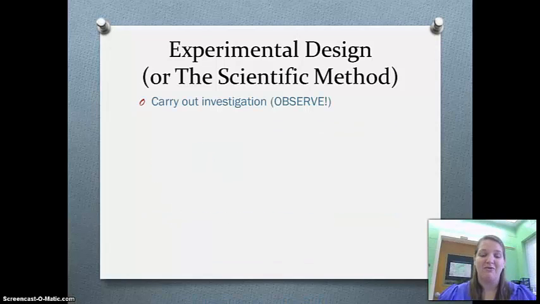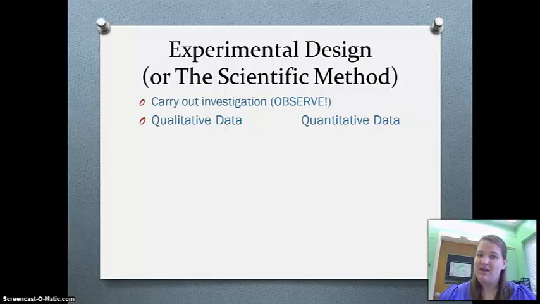Next is the fun part, where we carry out the investigation or experiment. It's very important that while the experiment is running, the scientists observe what's going on and collect data. There are two different types of data: qualitative data and quantitative data. Now, these two words sound very similar, so listen closely while I explain them.